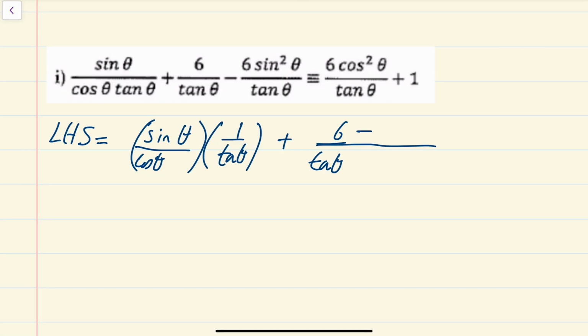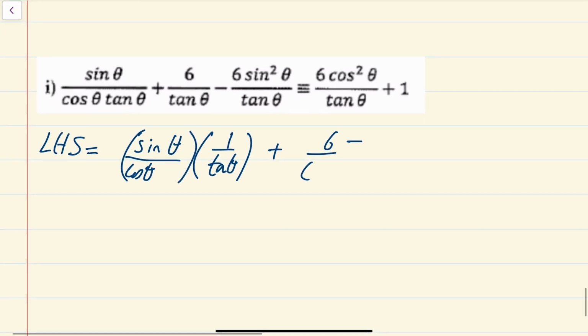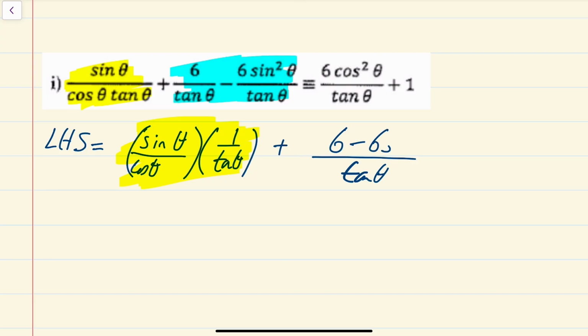And the next thing, I'm just going to leave it as 6 tan theta minus, I can take a common denominator for these. I've done this first term here, and it has become this thing here in yellow. Now the second two terms already have a common denominator, so we're just going to push them together as one term. Both of them over tan theta, and then it's going to be 6 minus 6 sine squared theta.